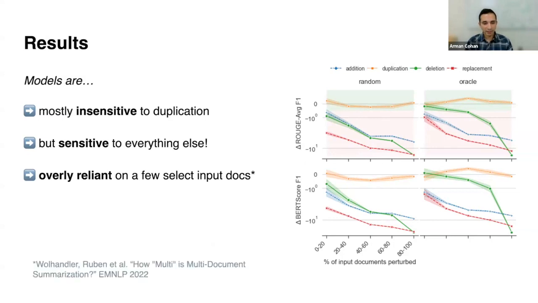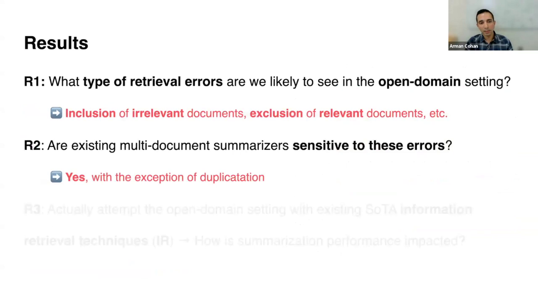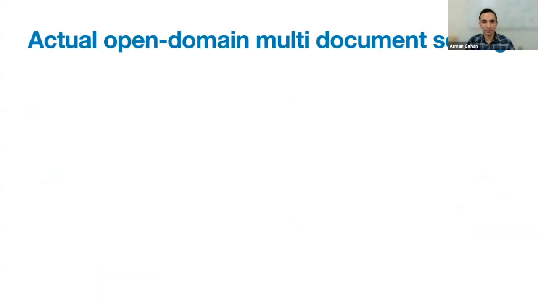And it turns out that these models are overly reliant on a few select input documents, which is also studied in another paper that came out before this work. So the answer to the second question is, yes, the multi-document summarizers are sensitive to the input context. And the only type of perturbation that doesn't matter is duplication.